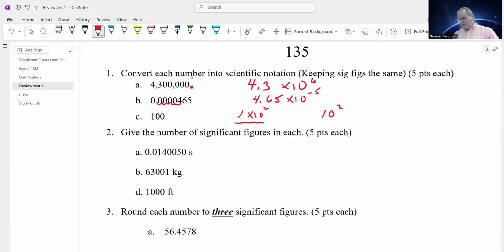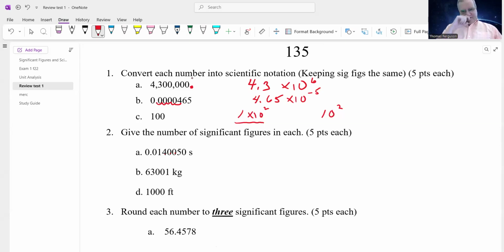Okay, give the number of sig figs. Now, these are worth 5 points apiece. So it's hard to give partial credit on this one. Word problems, it's easier to give partial credit. This is kind of tough to do because the answer is so black and white.